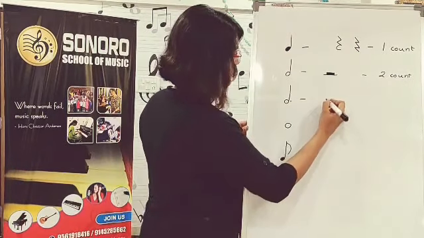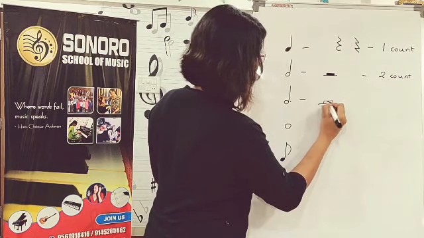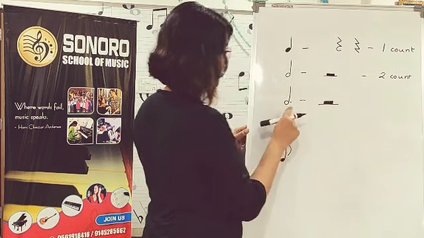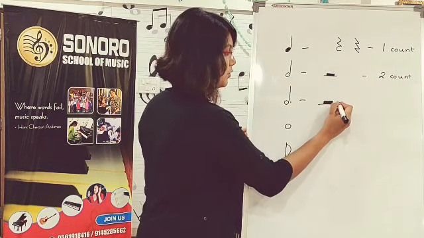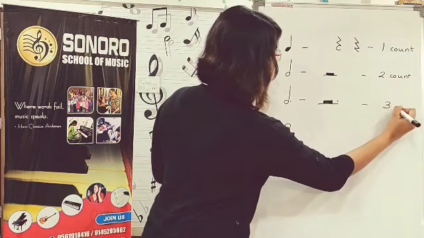Then, for a dotted half note, we again have a dotted half rest. So it's again the same thing, but just as you put a dot for the note, we again put a dot for the rest. That's it. And this also has 3 counts.